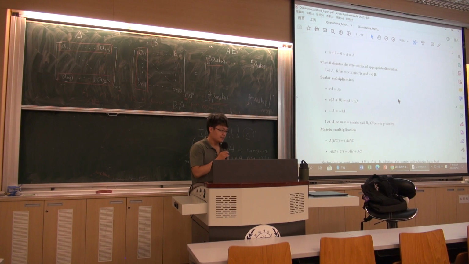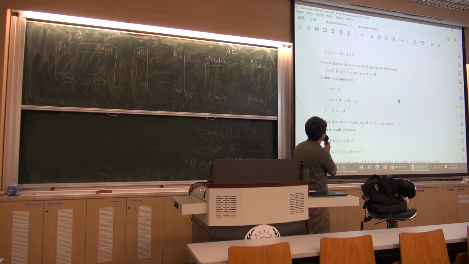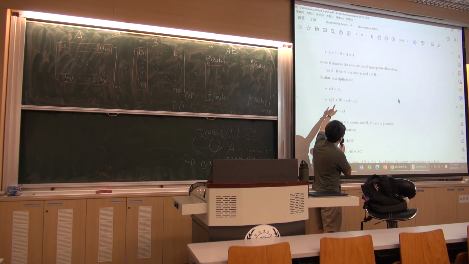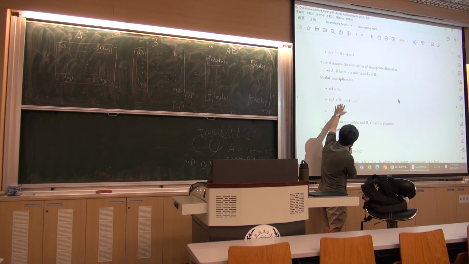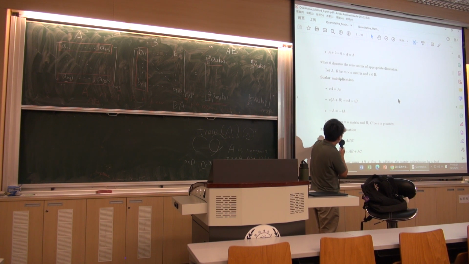And for scalar multiplication, it should be quite intuitive. Order doesn't matter. You can put it in the front or in the back, right? And you can do the distributive rule. So you can first add up A and B and then multiply by a small c, or you can first do the multiplication, get cA and cB, and add them up.